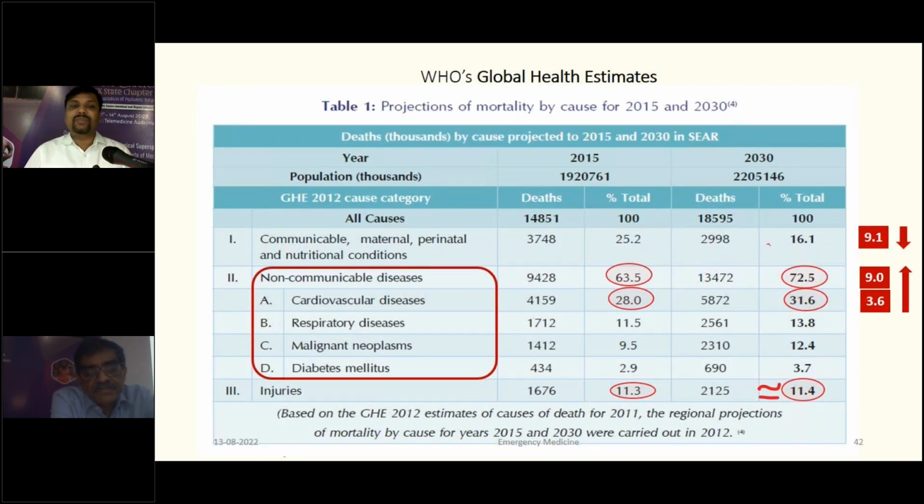The pattern is similar for cardiovascular disease, because we can observe there is a jump of around 4% from 28% to 31.6%. So non-communicable diseases are increasing in number, and deaths due to non-communicable disease will continue to increase by 2030 and so on. As far as injuries and trauma are concerned, obviously 11.3 is a very high figure for deaths due to trauma and injury, but in the WHO projections for 2030, no increase is anticipated for deaths due to injuries or trauma.